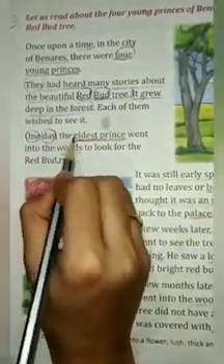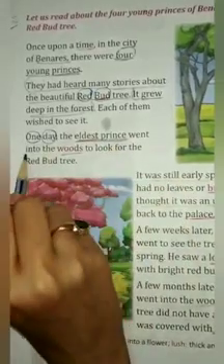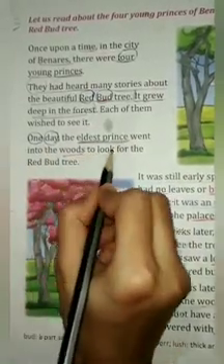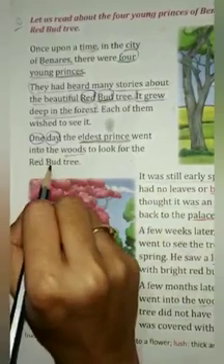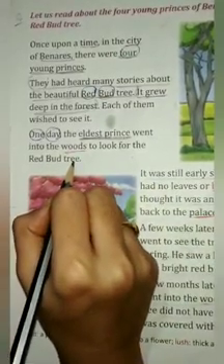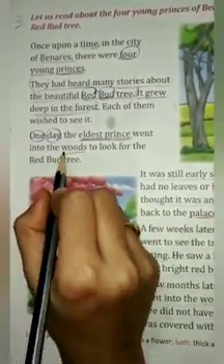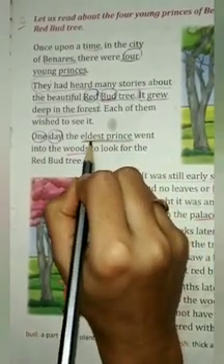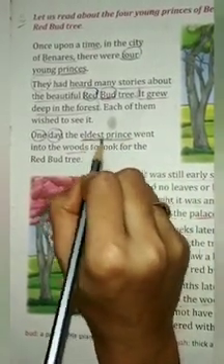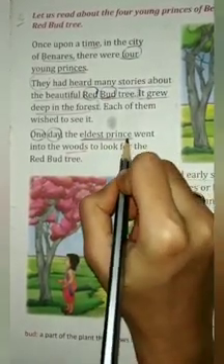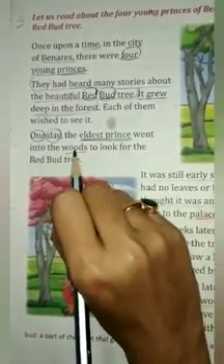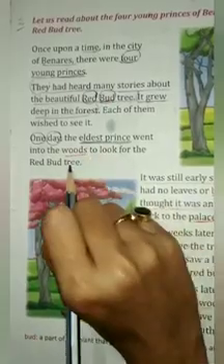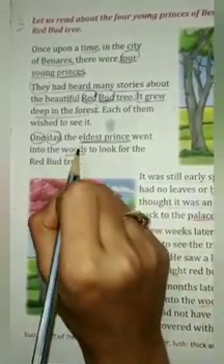One day, the eldest prince went into the woods to look for the redbud tree. That means, one day, the eldest prince means सबसे बड़ा prince. Underline this word. Went in the forest to see the tree. Woods means forest.